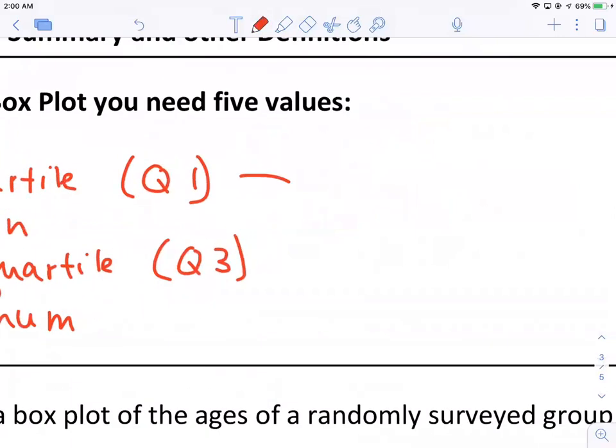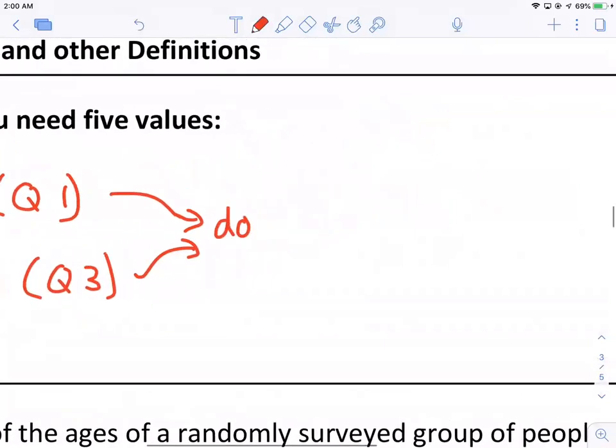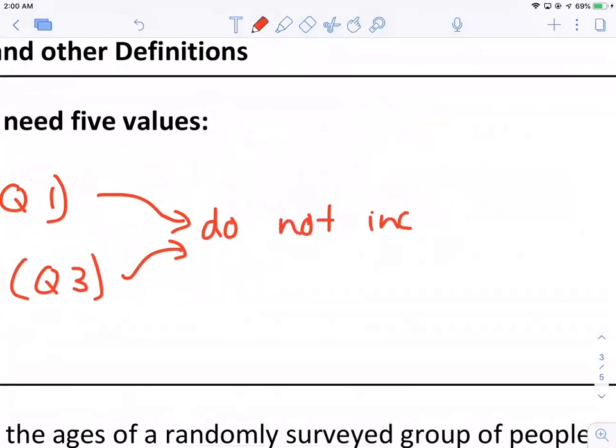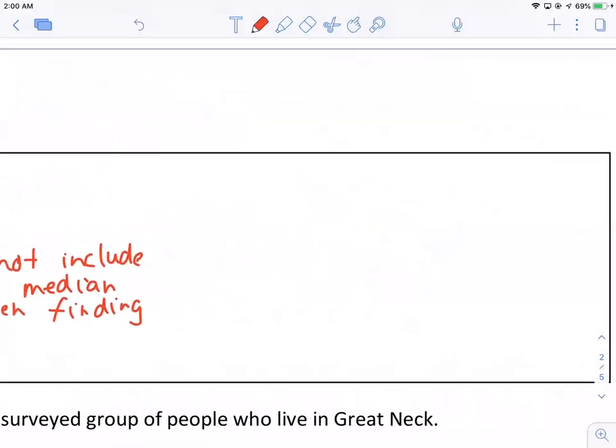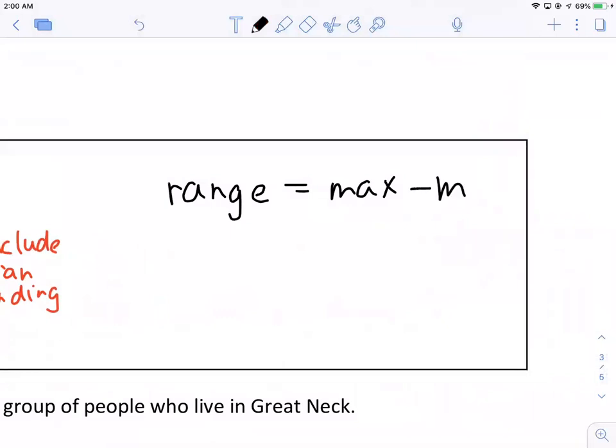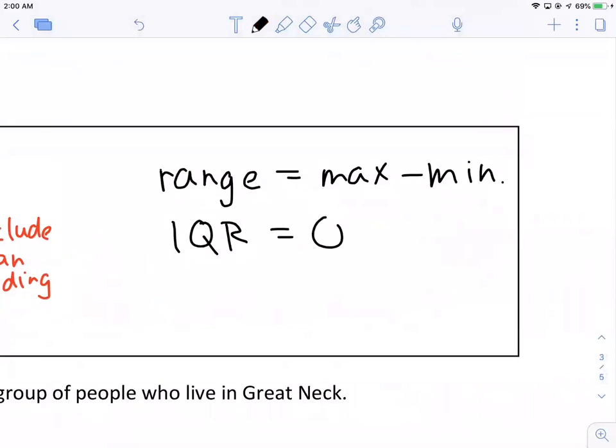When you do these two, make sure you do not include the median when finding them. All right, and then 2 more definitions I want to write on the side here. The range is the max value minus the minimum value. And the IQR, the interquartile range, is the third quartile minus the first quartile.